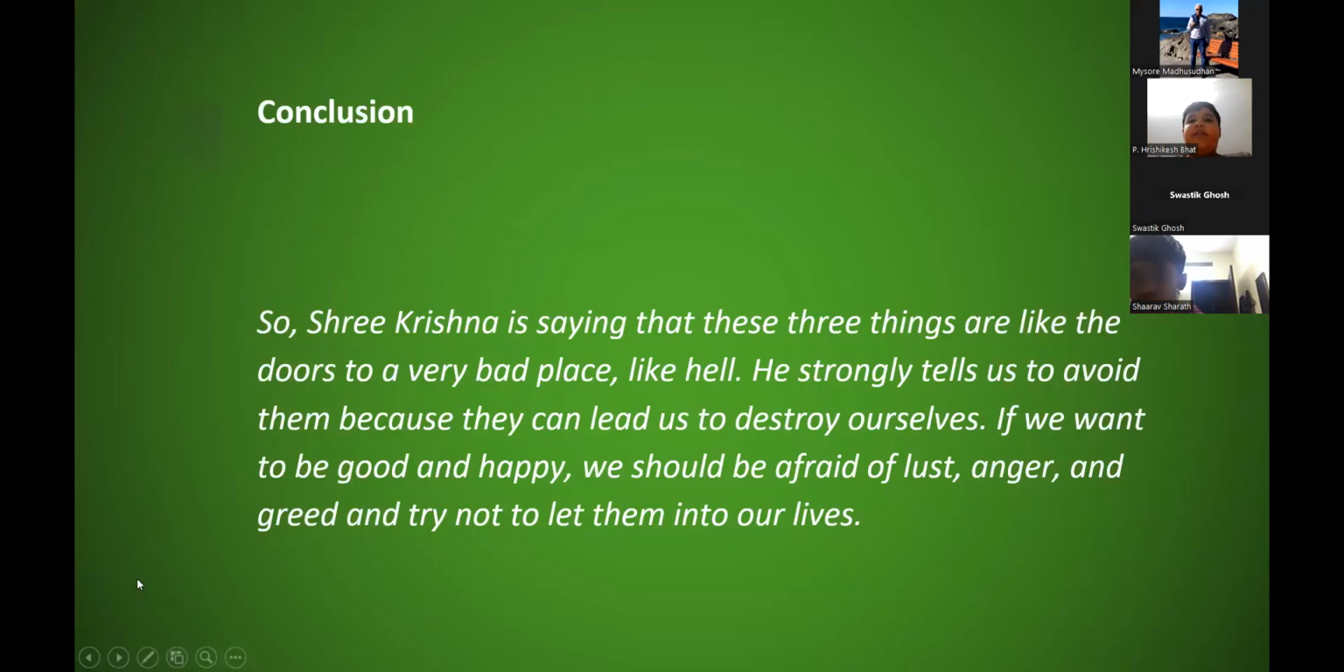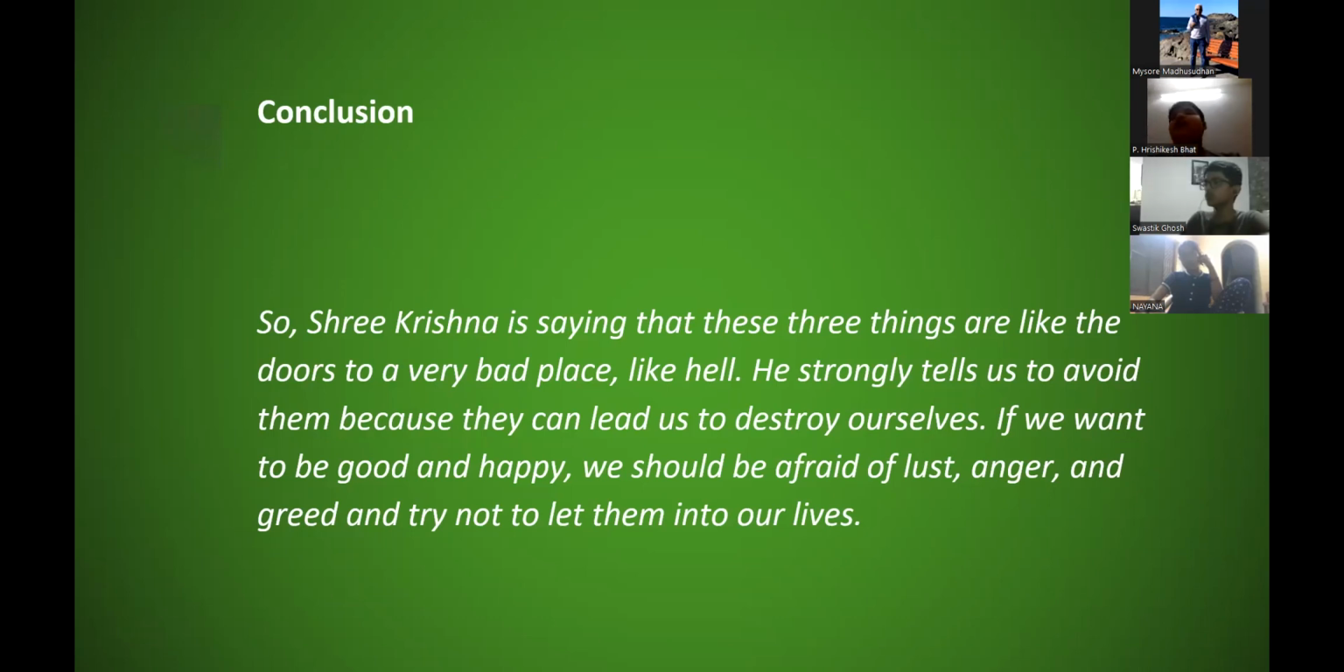Next slide. Sri Krishna is saying that these three things are the doors to a very bad place like hell. He strongly tells us to avoid these three emotions because they can lead us to destroy ourselves. If we want to be good and happy, we should be afraid of lust, anger, and greed and try not to let them into our personality or into our life.